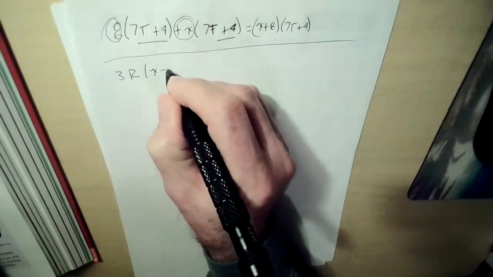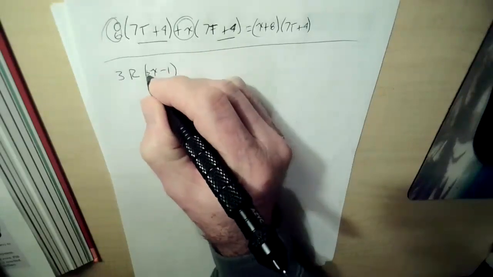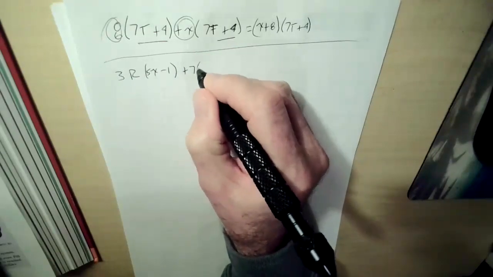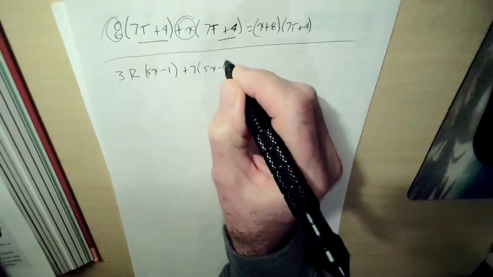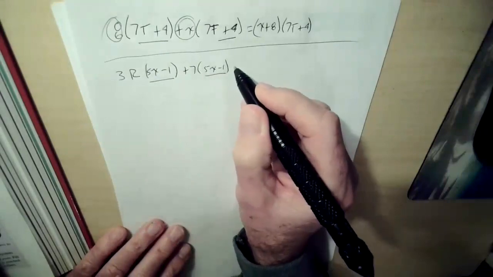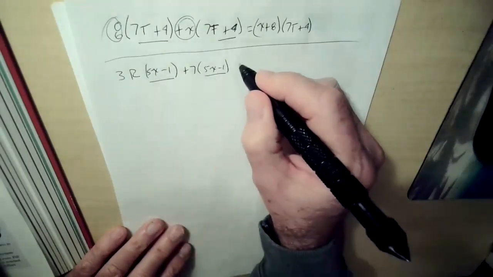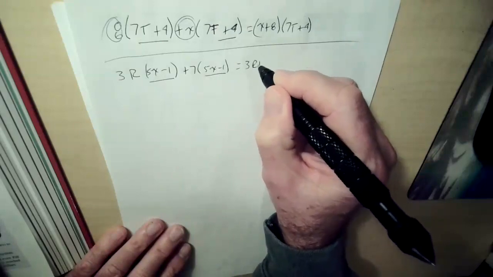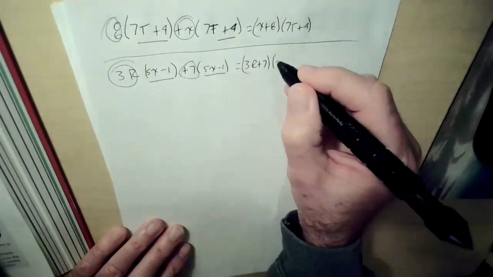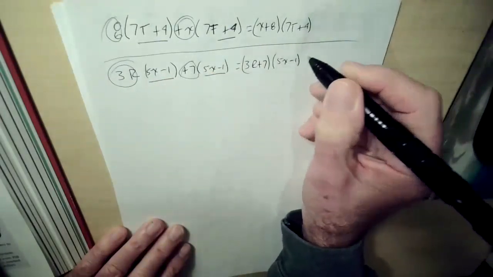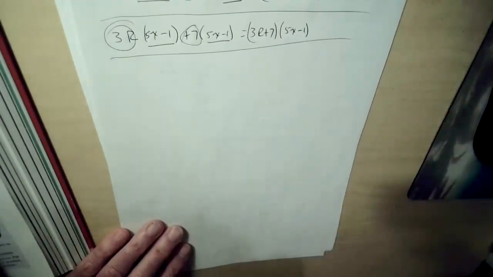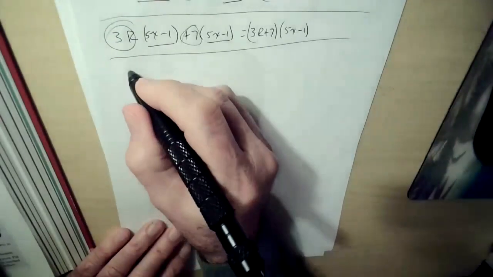How about this? We have x times (5x minus 1), plus 7 times (5x minus 1). Are these two terms the same? Yes, they are. So then we can do this. Equal x plus 7, okay, times 5x minus 1. Right?